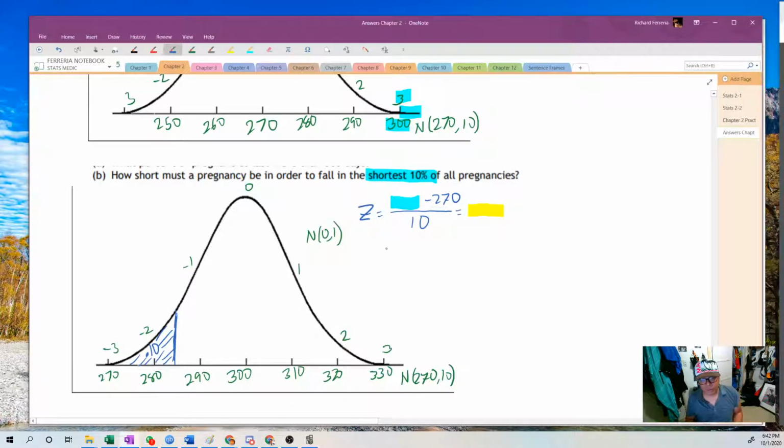And then the next thing we're going to write is our proportion statements. So, no, let's do z-scores first. Z-score is less than, we don't know what that z-score is, but we know that that proportion is 0.1. We can do the same thing with the pregnancy. Shorter than, and we know that that's equal to 0.10.